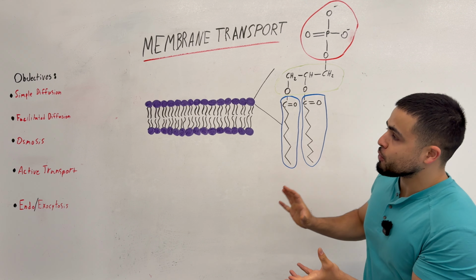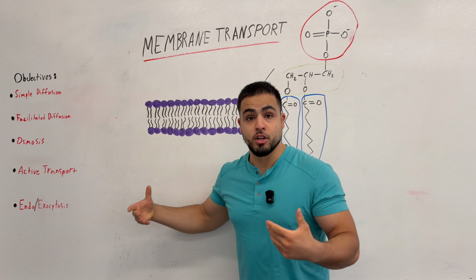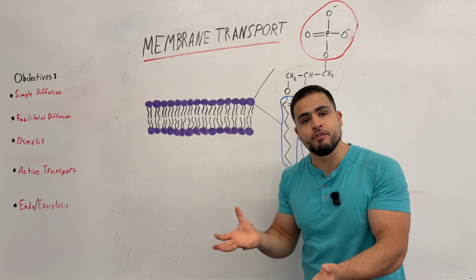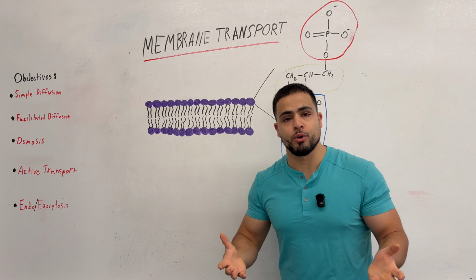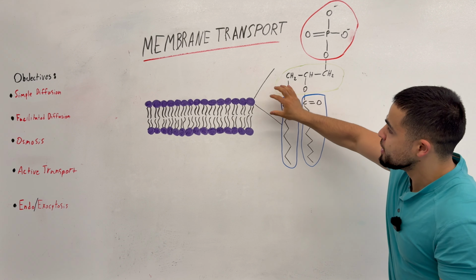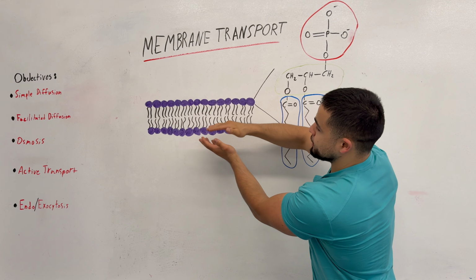So in order to understand why we have all of these different types of transport when it comes to the plasma membrane, we need to understand something about the structure of the plasma membrane. Now, the other name for it is the phospholipid bilayer, and that kind of gives it away. So you have phospholipids and they're forming a bilayer, two layers.